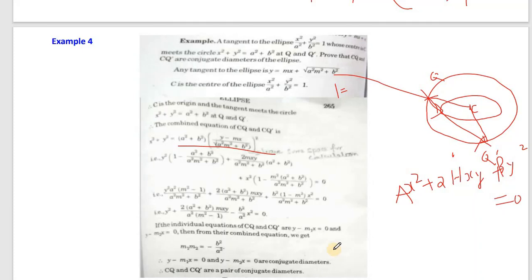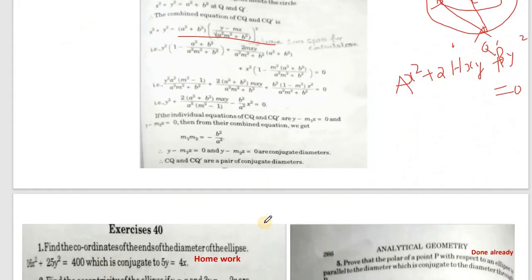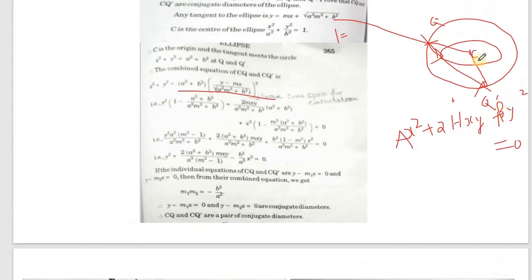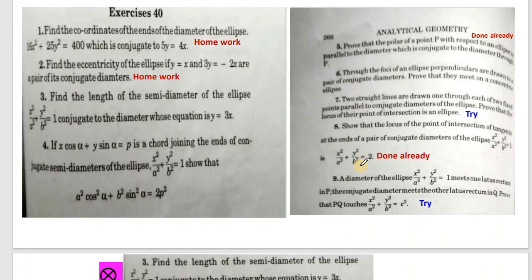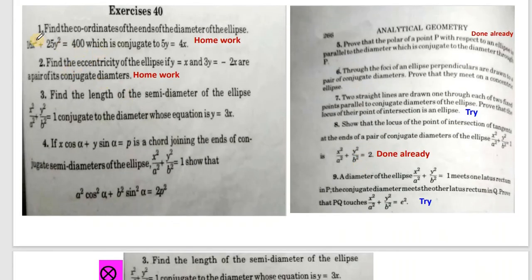If m1 and m2 are roots of this equation, then the product of the slopes m1 and m2 is equal to minus b square by a square. So from this we can easily conclude that these two lines are conjugate diameters. So these are the problems.